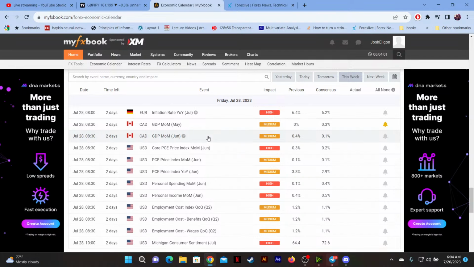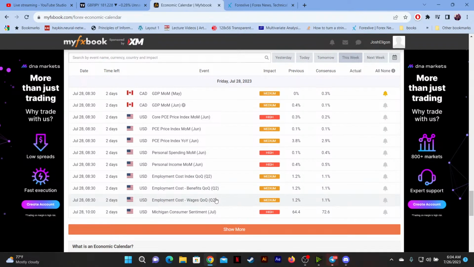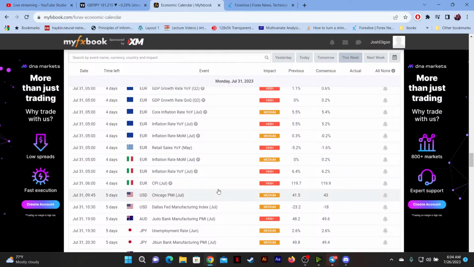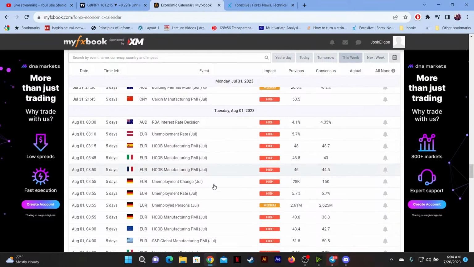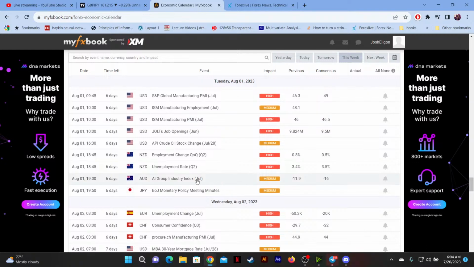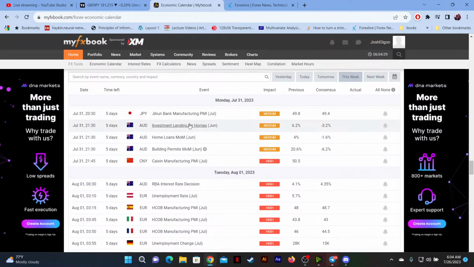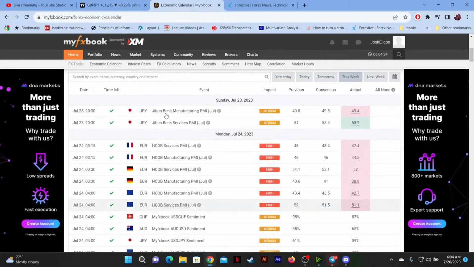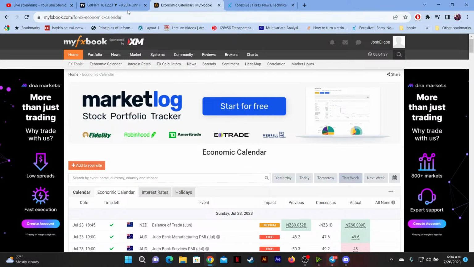Besides that, Friday, GDP for Canada. We have PCE and some employment stuff for the USD, and that's it. Next week seems pretty heavy too. Again, we have interest rates for the AUD on August 1st. So we'll discuss that moving forward. For my next weekly analysis on Saturday, we'll discuss the next week's trade setups. I'll be taking a look at that.